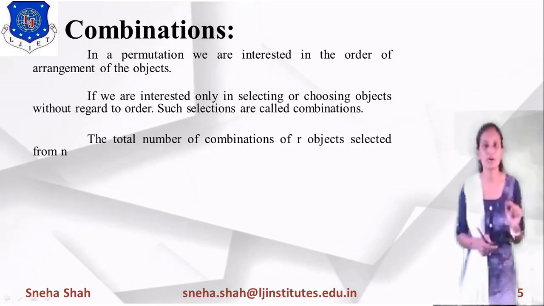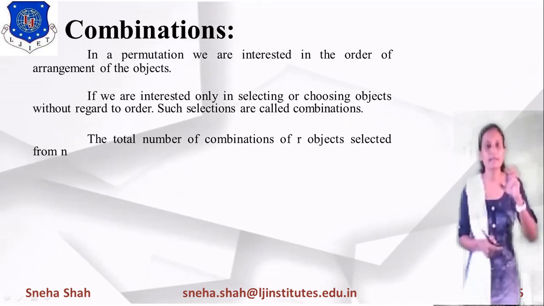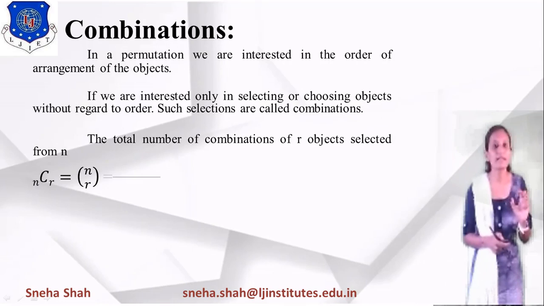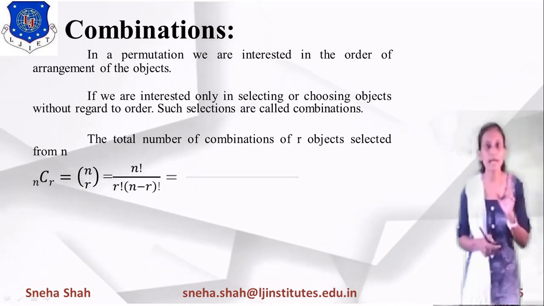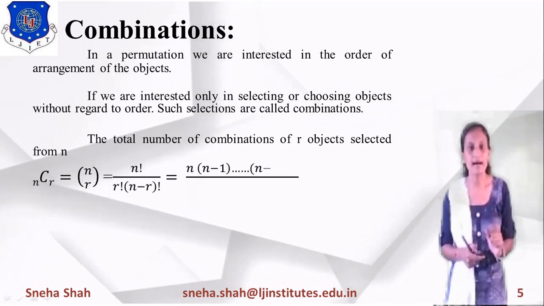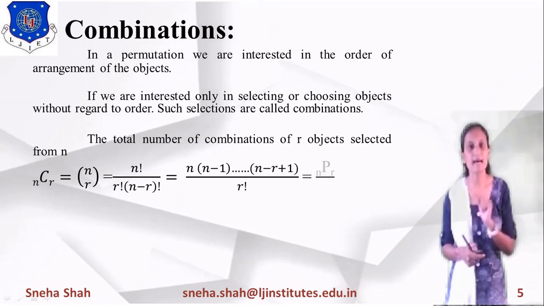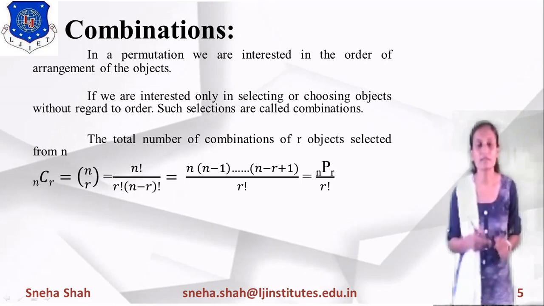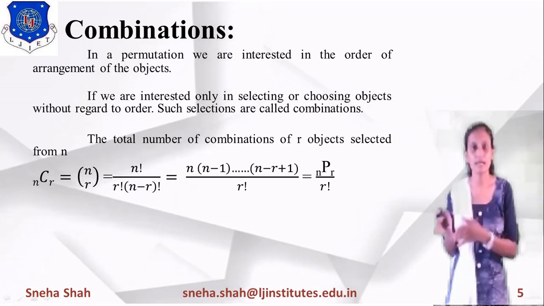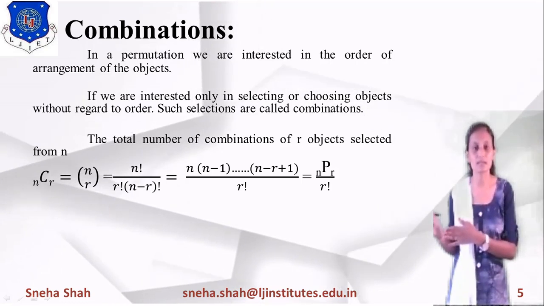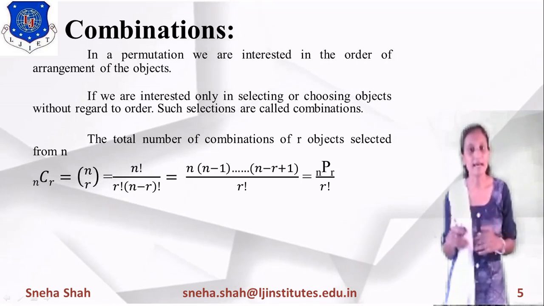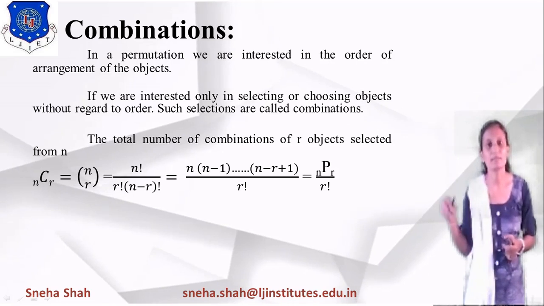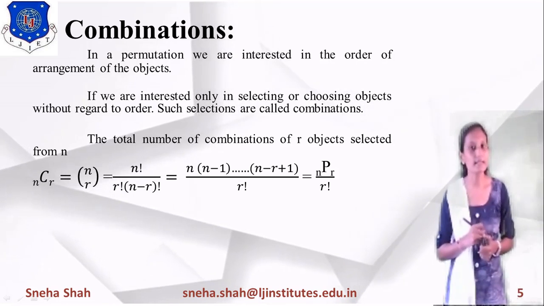So the total number of objects will be N, and from that we are selecting R objects. It is defined as NCR equals N factorial upon R factorial into N minus R factorial. Now, if we expand N factorial, it equals N into N minus 1 into N minus 2 up to N minus R plus 1, divided by R factorial, because after this the N minus R factorial will cancel out in the numerator and denominator.